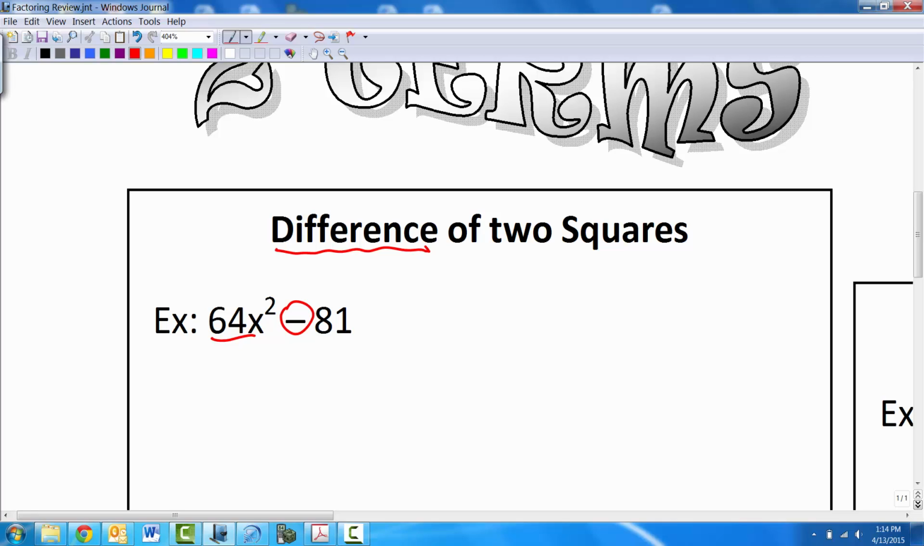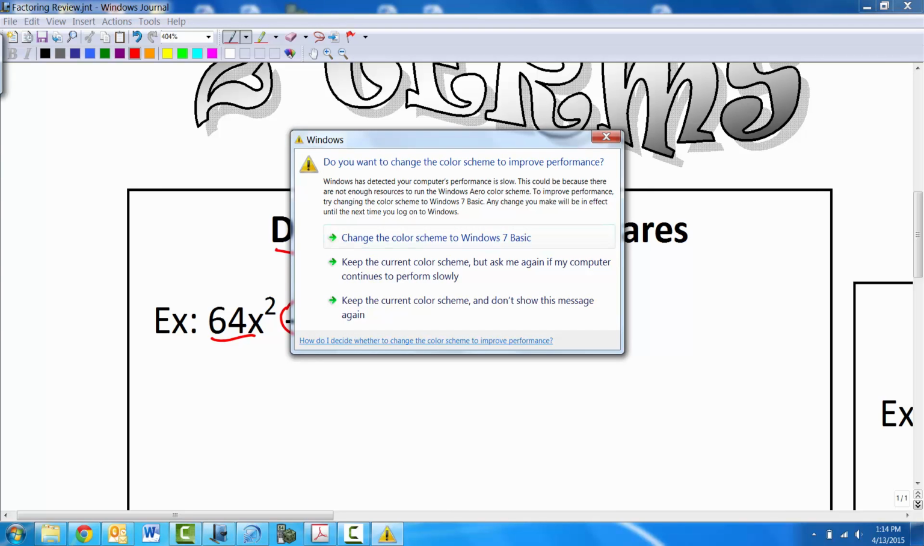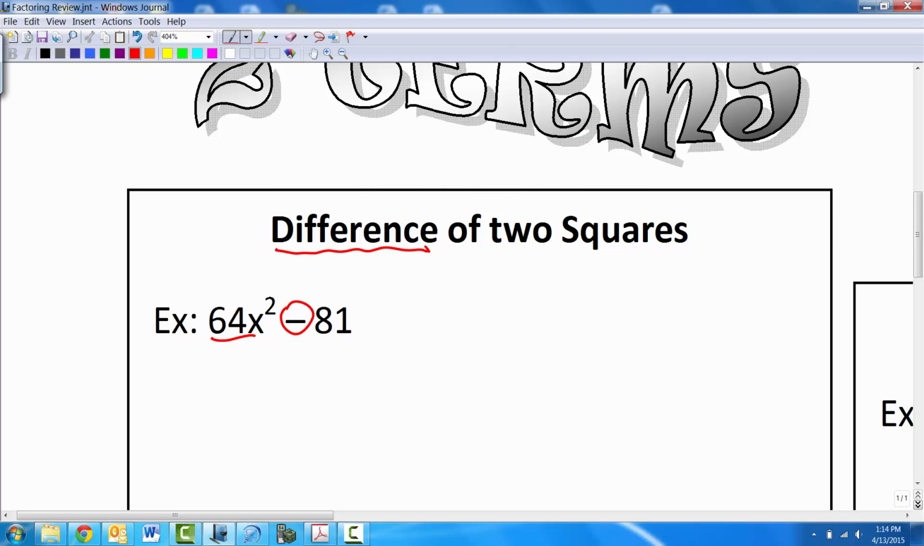Okay, student number right here. What's the perfect square of 64? Come on, you're live, man. This is YouTube. 8. What's the perfect square of 81? He's getting the calculator out. Times tables, 9. So, yay! I love that. All right.